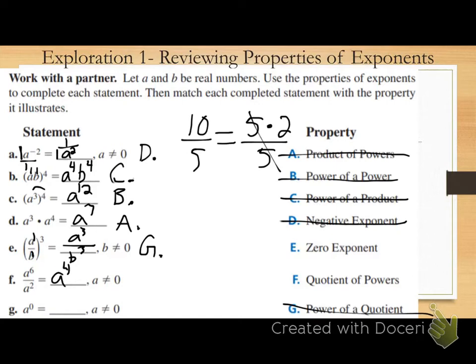Why wouldn't you divide them? Because of what I just showed you. So you're still technically dividing. Our shortcut just involves subtracting the 6 and the 2. Questions on F?